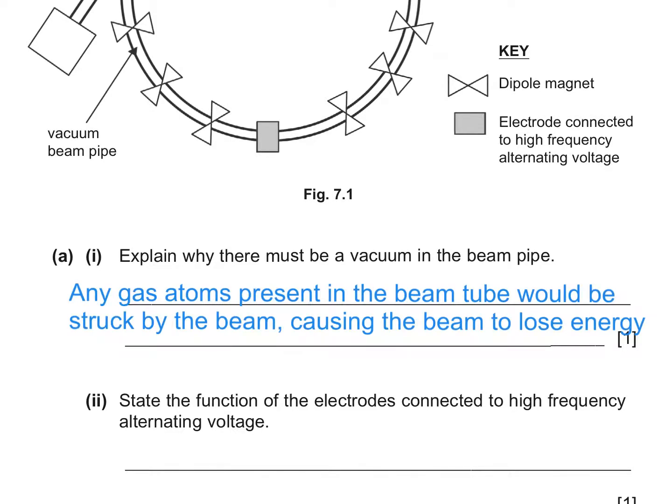So we would say something along those lines. Gas atoms present in the beam tube will be struck by the beam, causing the beam to lose energy.